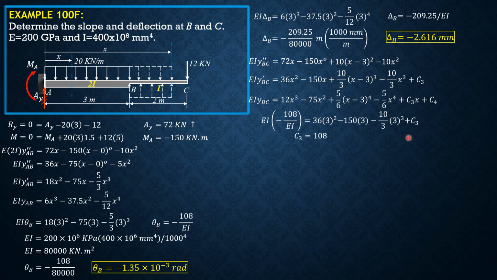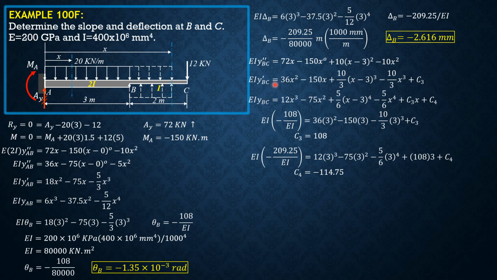Then take note, c sub 3 is 108. So we can now compute theta C by setting the value of x to 5. So EI times negative 209.25 for delta B equals 12 times 3 cubed minus 75 times 3 squared, and minus 5 over 6 times 0 to the fourth because this is 0, plus 108 times 3, c sub 3 is 108, plus c sub 4. Computing for c sub 4 in this equation, c sub 4 is equal to negative 114.75.